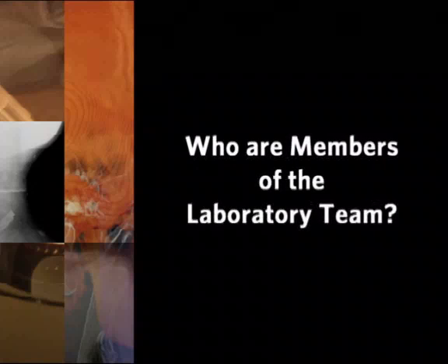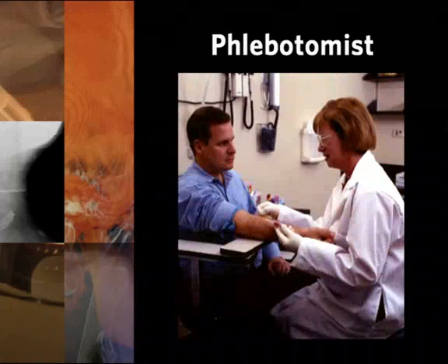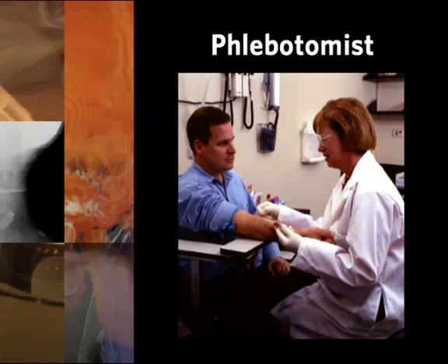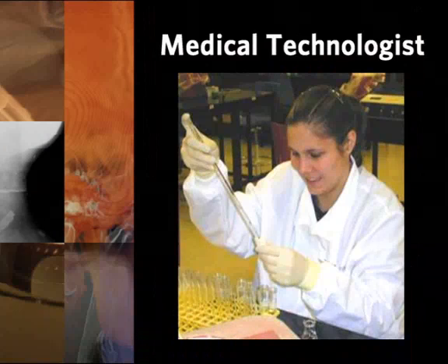The first person that the patients often meet is the phlebotomist. The first step in this process to get the complete blood count done is to go have the blood drawn. Now, the phlebotomist is the person that actually draws the blood. So that's the first member of our laboratory team. The medical technologist is the person in the laboratory that actually does the testing.